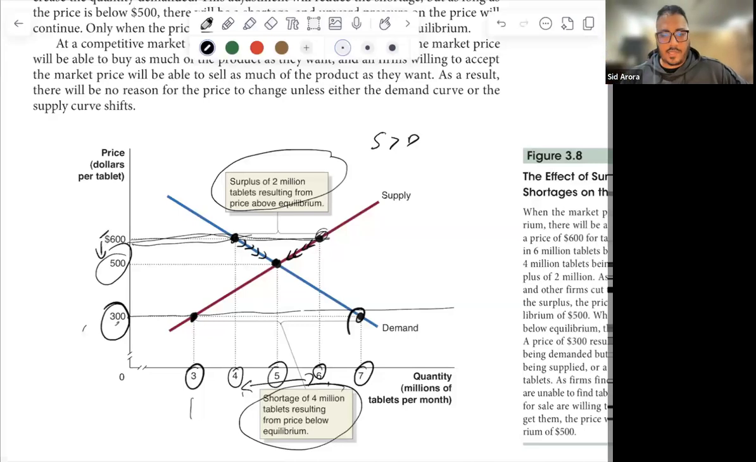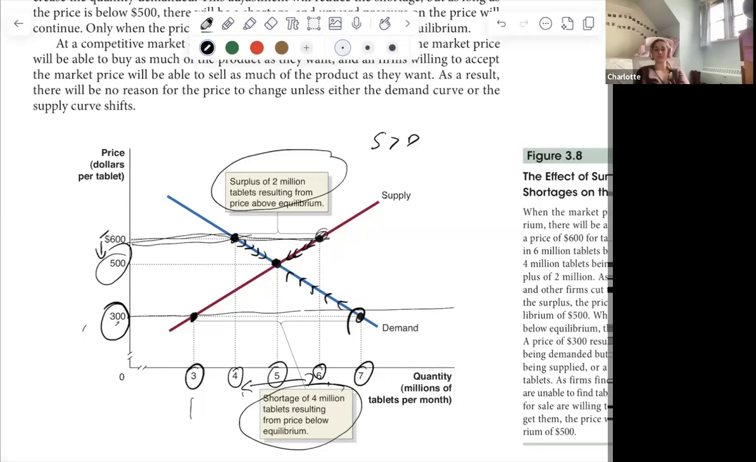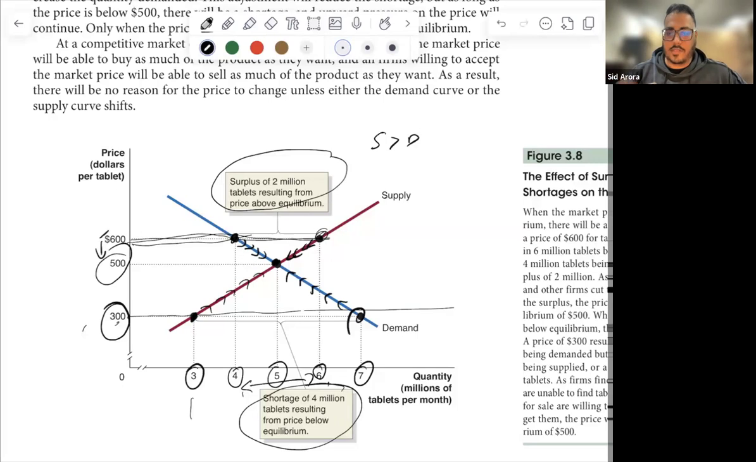As they start increasing the price, what happens? The demand is going to start decreasing. As the price starts going up, the buyers want to buy less and less of the good. As the price starts going up, more sellers start entering the market because it becomes more attractive. So the quantity supplied starts to increase until you return back to the point of equilibrium. All right.